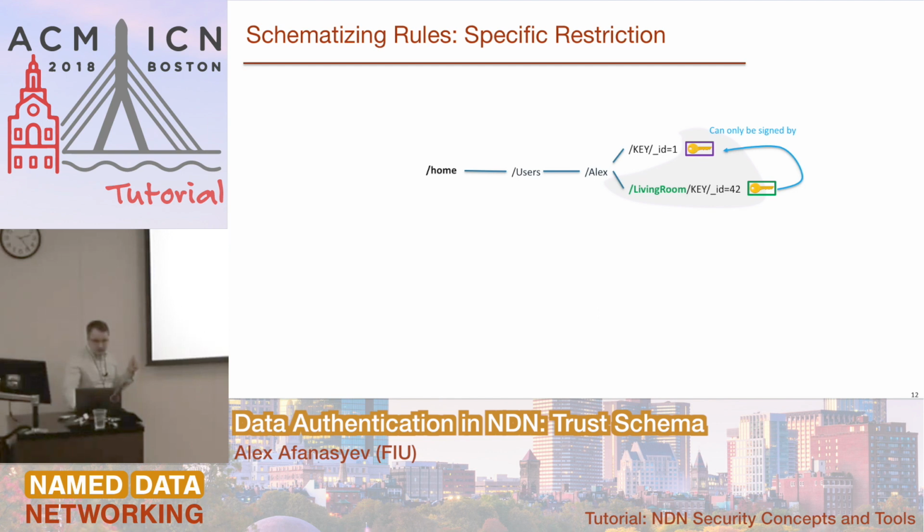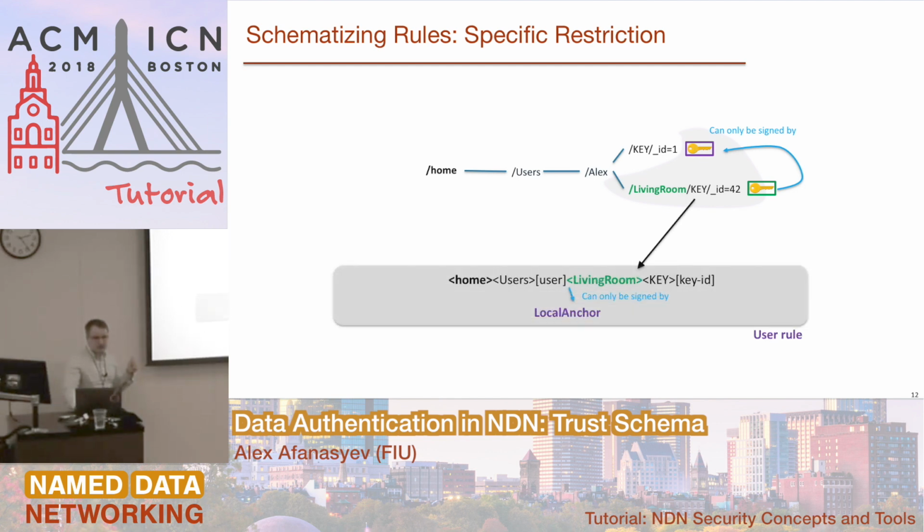Okay, so let me go over some motivations, or some ways you can use this trust schema language to define a rule. There are actually a few ways you can do that. One of the simplest ways is to say here's the name. In this case, this is for my living room key and a restriction based on the trust anchor. This is an extremely simple thing.